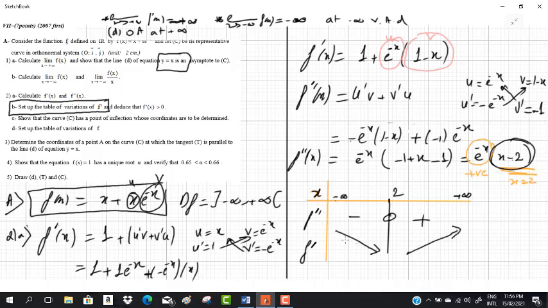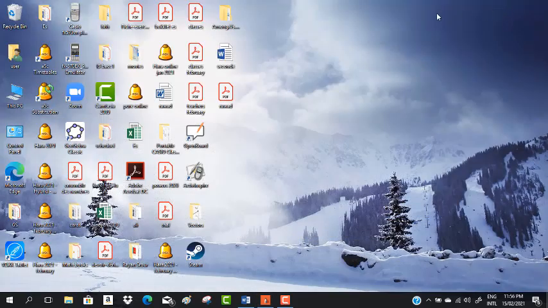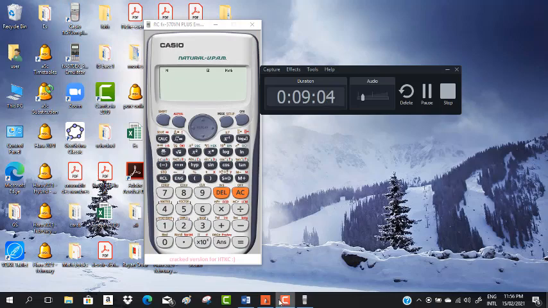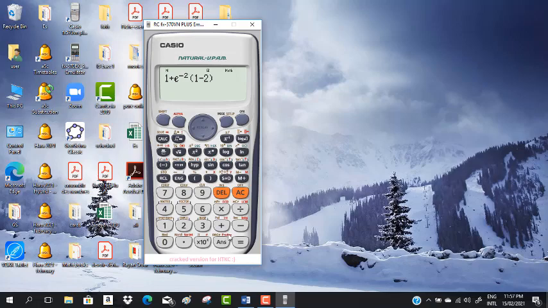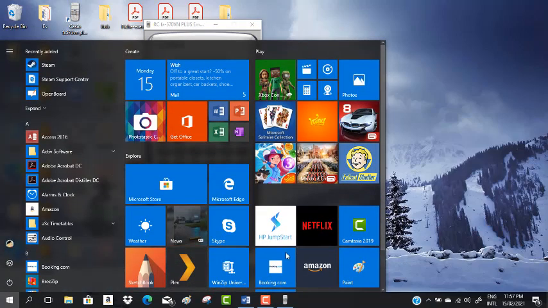At minus infinity, we didn't calculate the limit of f prime, and I don't think we have to anyway. We need to calculate f prime of 2. So in f prime we have to substitute x by 2. Let's just use the calculator. f prime of 2 is 1 plus exponential of minus 2 times (1 minus 2), and the answer equals 0.86.